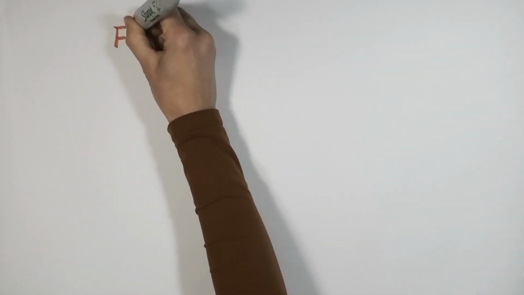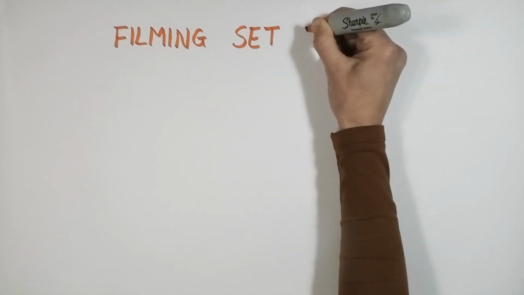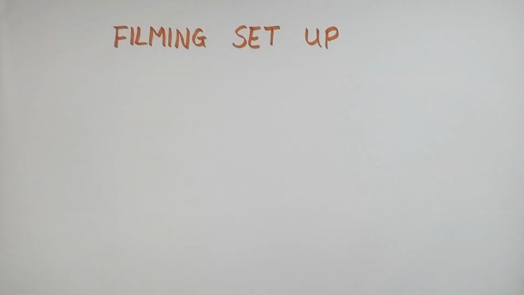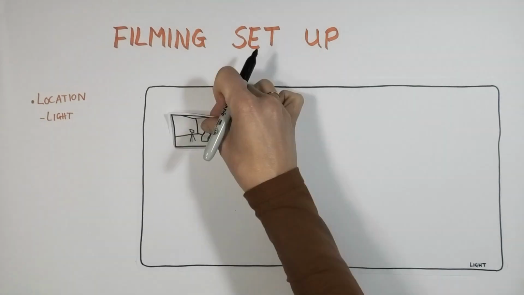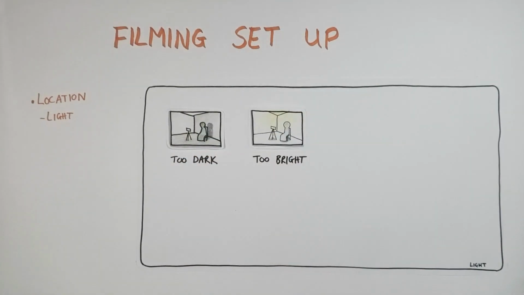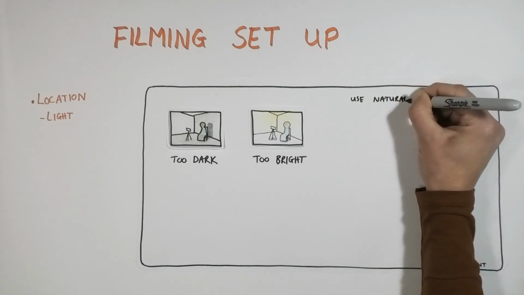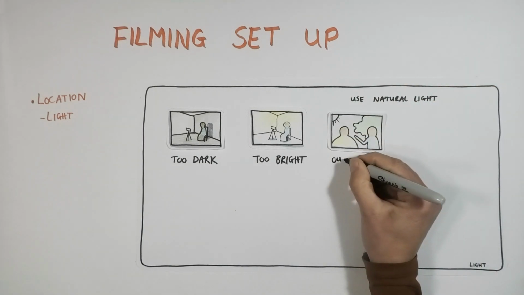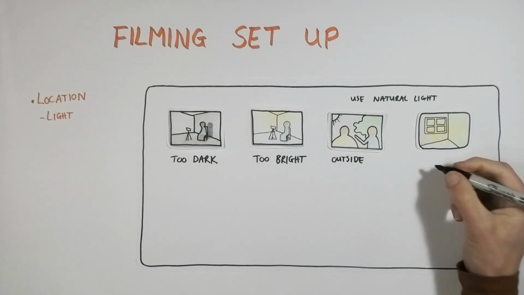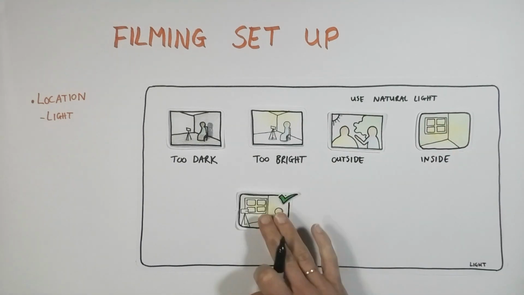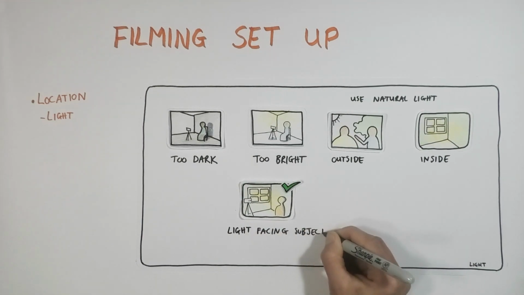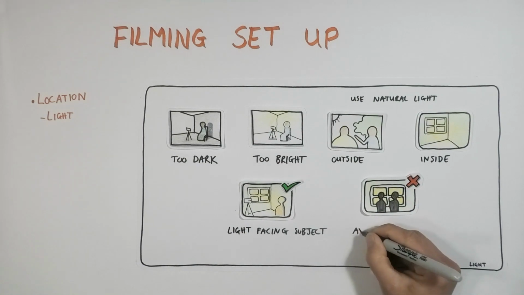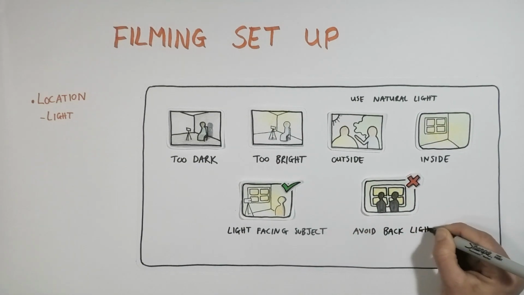After you have been through these steps, you need to think of your filming setup. The first thing to consider is where you will shoot your video. Consider the light in the space. Is it too dark? Is it too bright? If possible, use natural lit locations to film, such as outside or near large windows. Ideally, you want the light to be facing your subject. Avoid having your subject standing against a window with the light shining in, unless you're seeking the silhouette look.